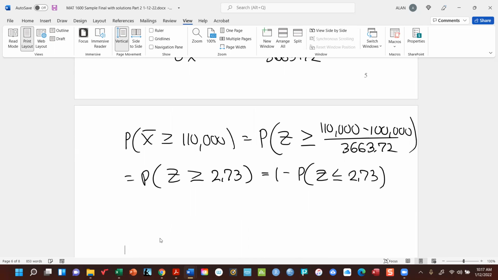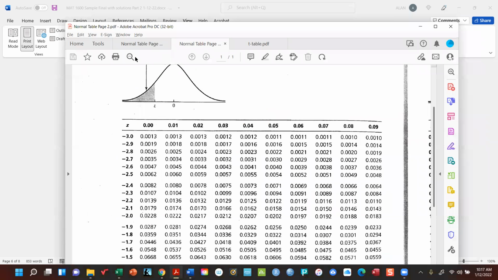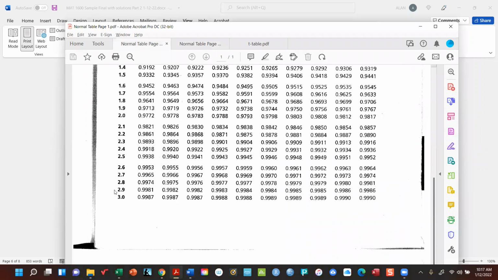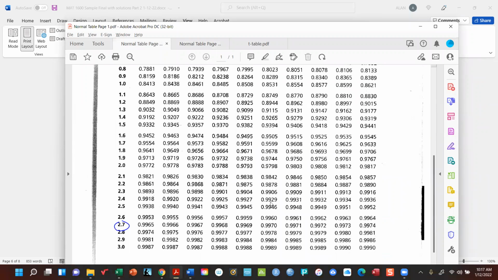All right, so let's go to that table and find, now 2.73 is a very large number for the normal distribution. The table, if you've noticed, only goes up to about 3. So we're really getting to the bottom of the table here. Look at this. So here's 2.7. Now, I can't split the screen here, but this is the column for 0.03. So it's this number that we're looking for.